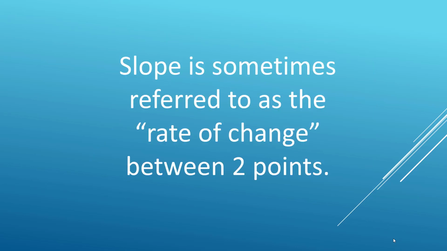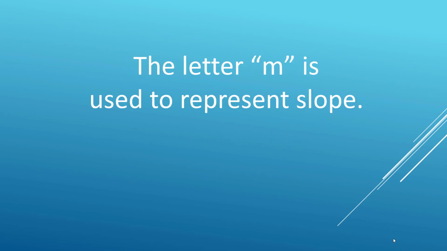Slope is sometimes referred to as the rate of change between 2 points, and quite often you will be given 2 points and asked to find the slope. The letter M is now going to be used to represent the slope. Now, remember that last year you were finding the constant of proportion, so you had y equals kx as your format for the equation. And this year we're going to be substituting M for k. And so M is going to be the letter representing slope.